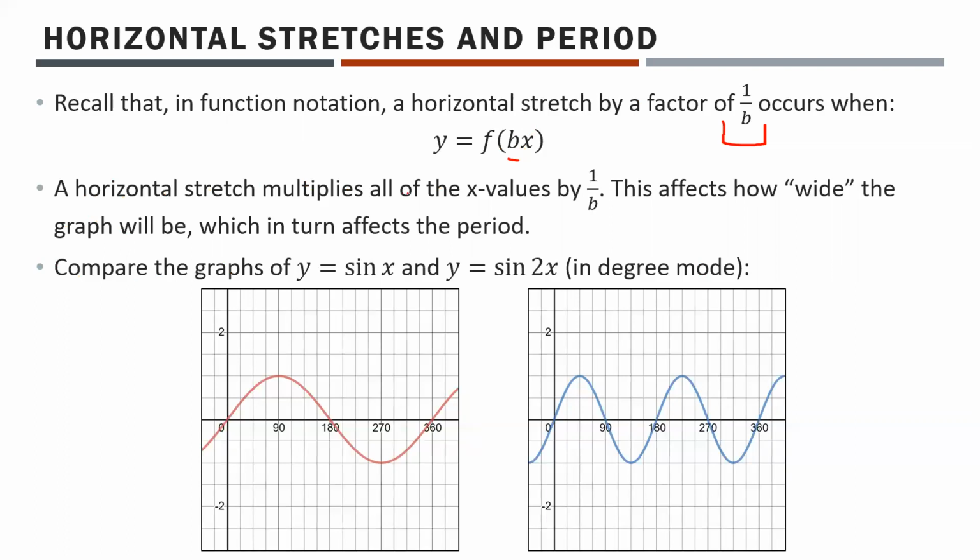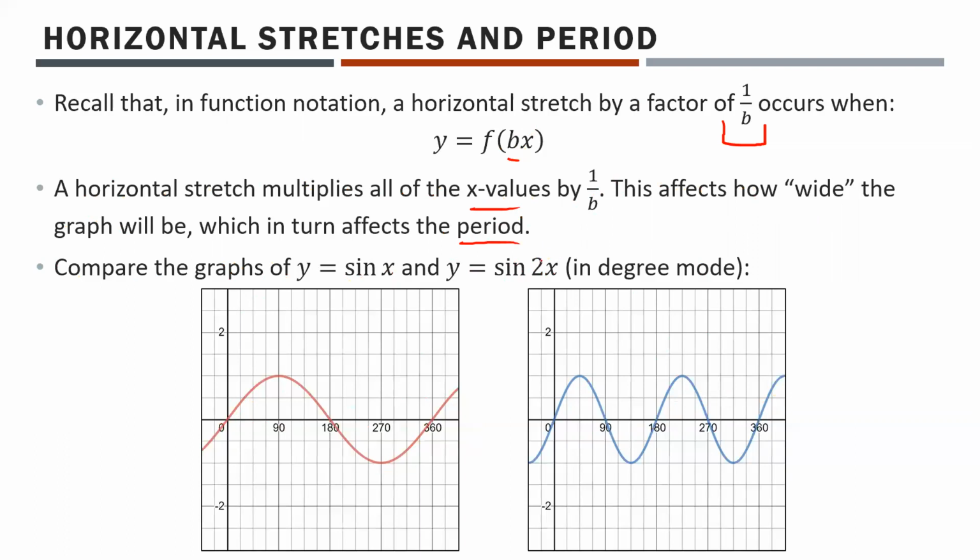So a horizontal stretch multiplies all of the x values by 1/b. This is going to affect how wide the graph will be, which in turn affects the period. If you're affecting how wide a graph is, the period is going to change with it, because the period is the length of one full cycle. So I want us to compare the graphs of y equals sine x and y equals sine 2x. And again, I've done this in degree mode. Well, the period, of course, of sine x is just your standard 360 degrees.